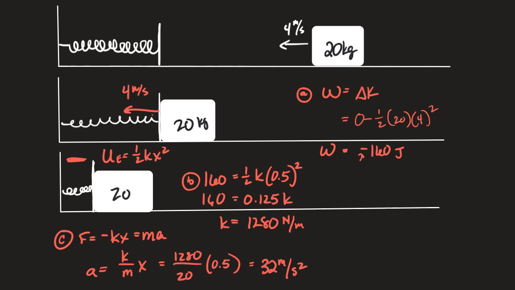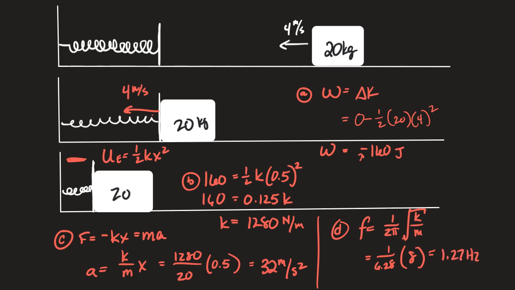All right, so question D, calculate the frequency of oscillation of the box. This is probably the last bit I can put on this page before I run out of space, but the frequency of oscillation is just a plug-and-chug formula, 1 over 2 pi times the square root of k over m. It's not particularly exciting, but still this is what we have to do. This is going to be 1 over 6.28 times the square root of 1280 divided by 20, which is 64, and the square root of 64 is 8. So we'll get 8 divided by 6.28, which is 1.27 hertz.